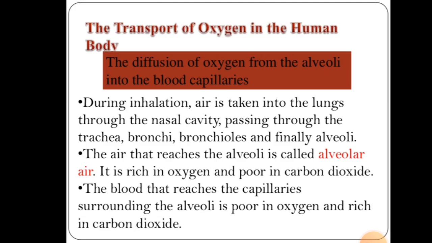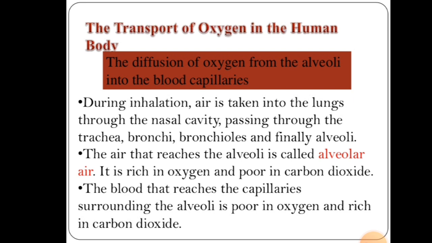So, today I'm going to tell you about the transport of oxygen in the blood. So, diffusion of oxygen from alveoli into the blood capillaries. During inhalation, air is taken into the lungs through the nasal cavity, which passes through the trachea, bronchi, bronchioles, and then alveoli.